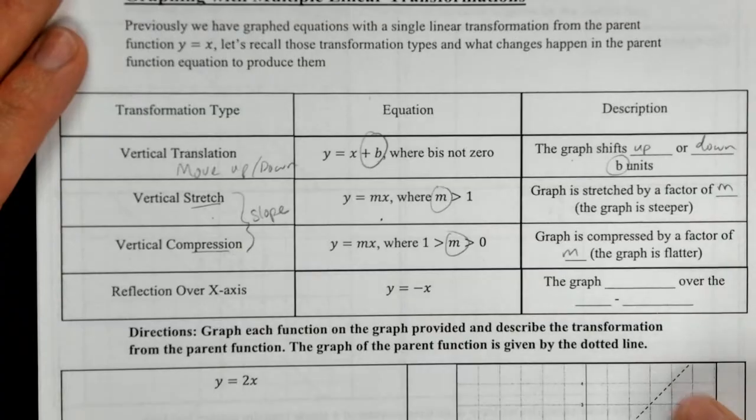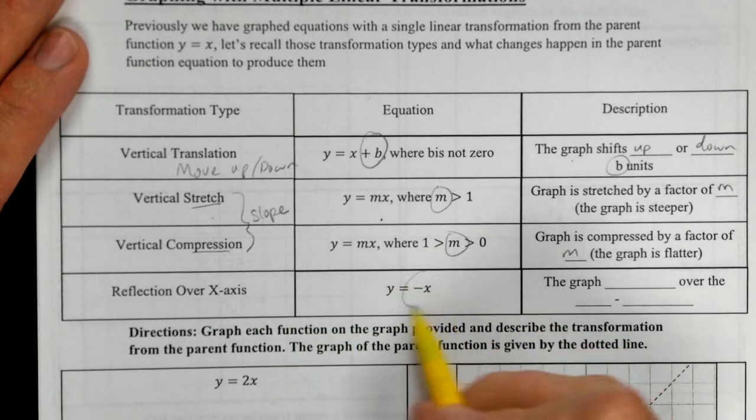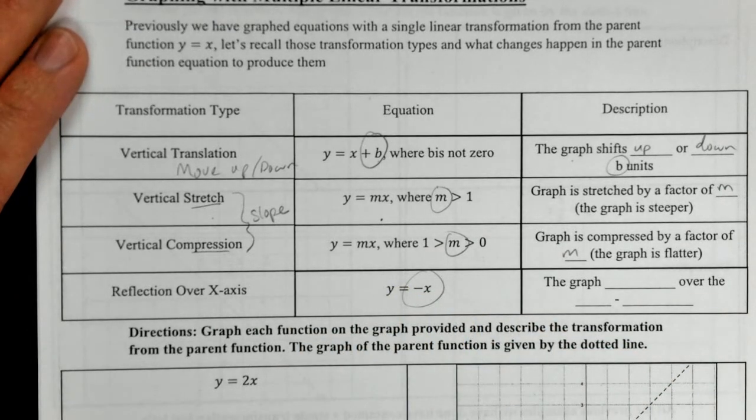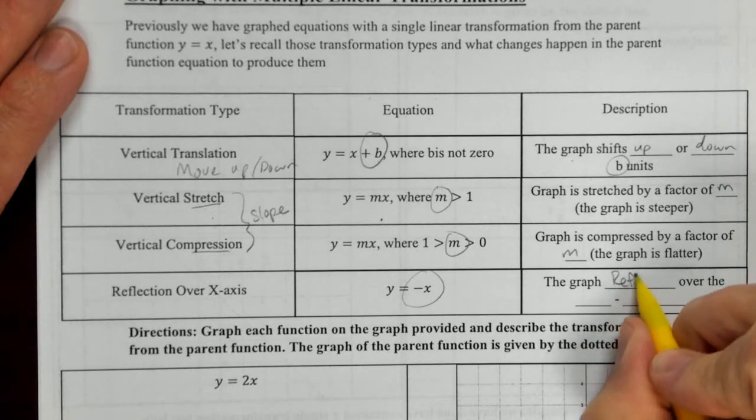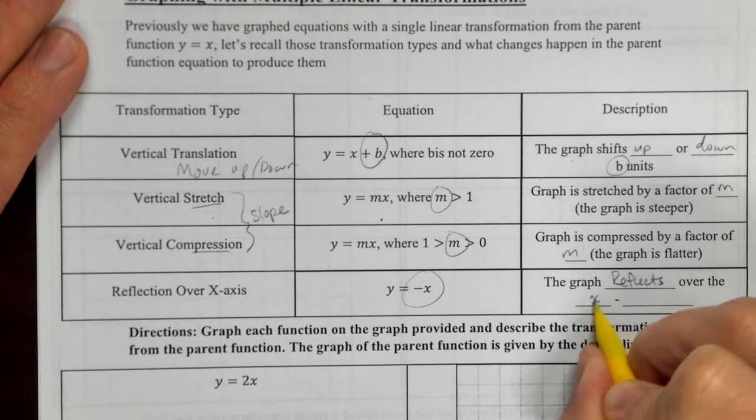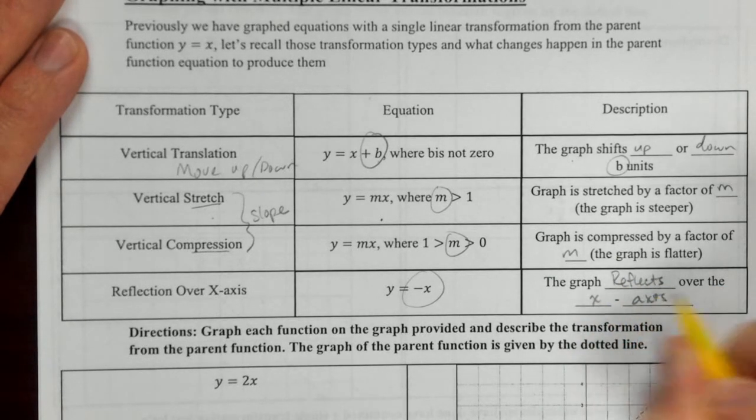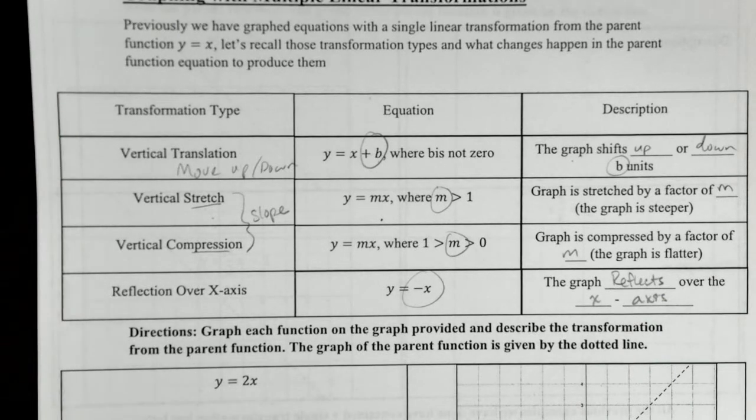Reflection over the x-axis is when I have a negative of the entire function. So the graph reflects over the x-axis when I have a negative of the function.